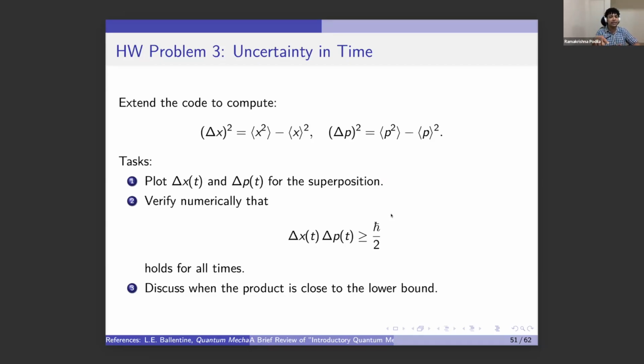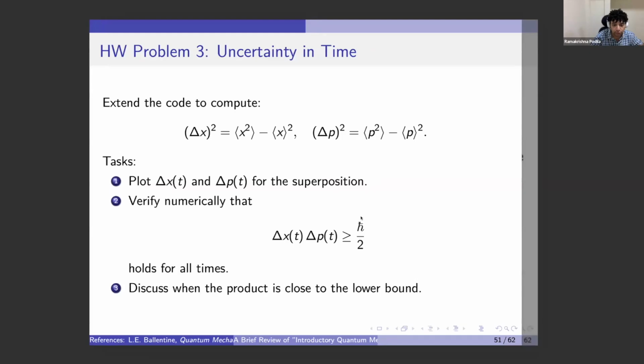If you do not understand this code or any part of it, bring questions tomorrow to us, and then we can discuss those.